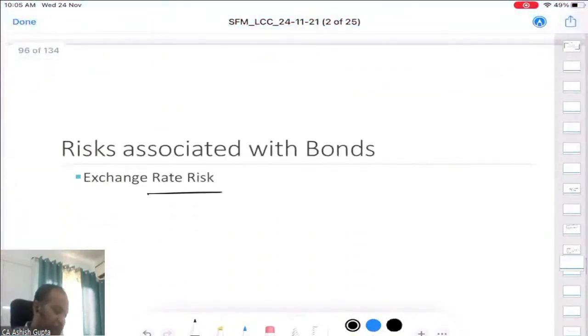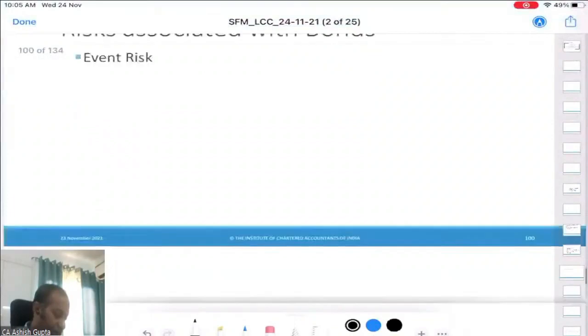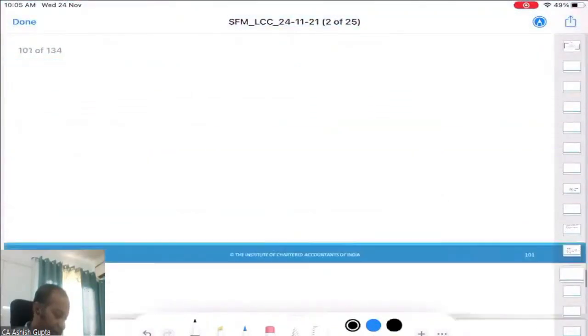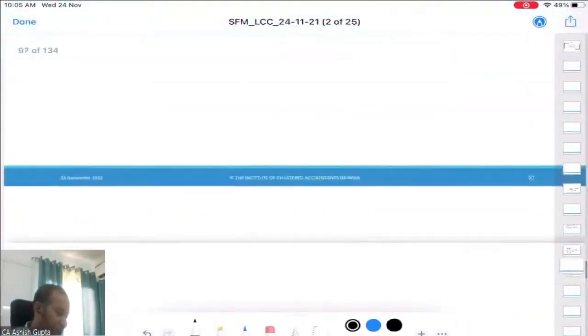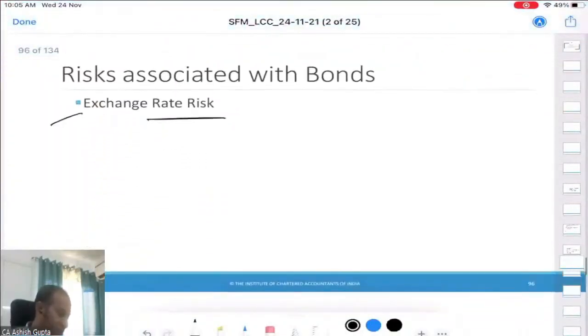Now, another is the exchange rate risk. Students, I think I will leave it here because time is already over. If I start exchange rate risk, it will take some more time, because I will make you understand with the help of an example.